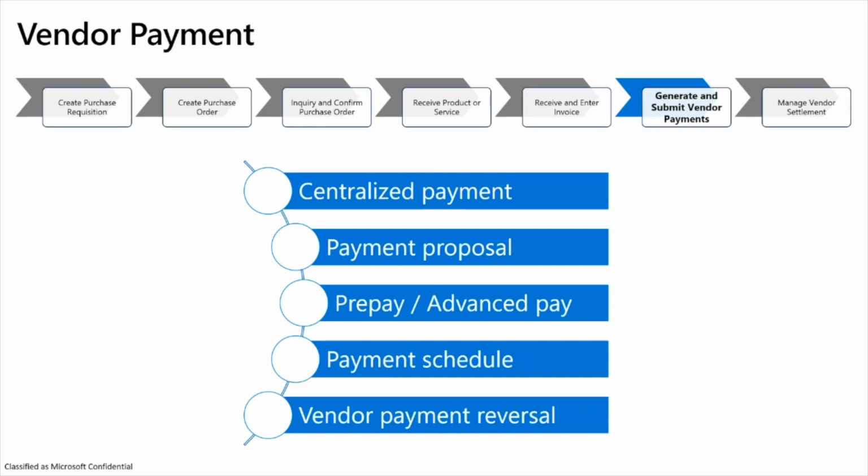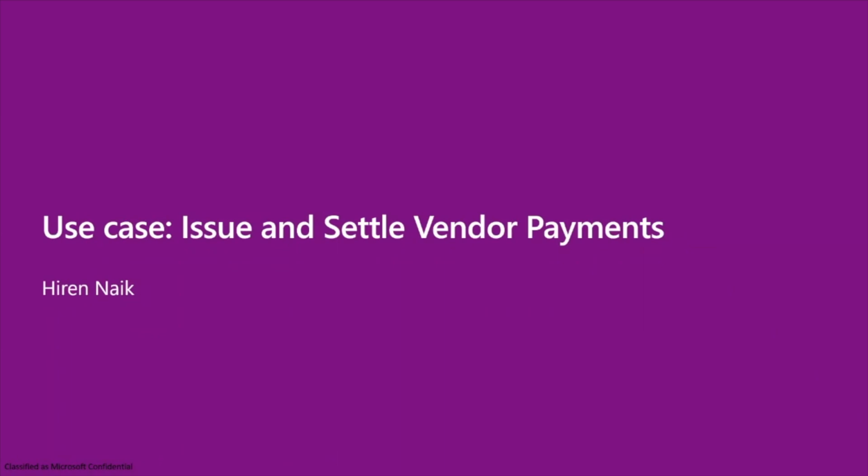After a payment is posted, the payment reversal process will be used. Payments that are made electronically can't be reversed after they have been posted. Instead, a new transaction must be created for the amount of the payment to get the liability back on the vendor's account. Now, let us review a use case for issuing and settling the vendor payment.